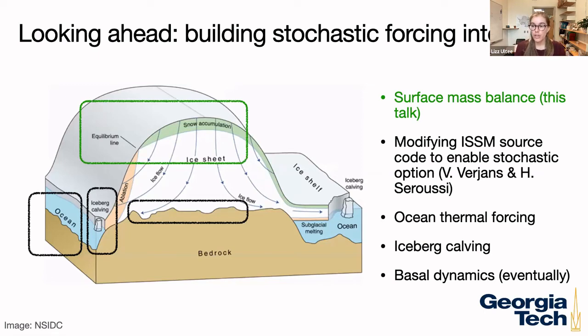So I've talked about generating stochastic surface mass balance in this talk. And the ongoing work is to modify ISSM to enable a stochastic option. So the user would be able to say, I want to use stochastic surface mass balance forcing, or I want to use stochastic ocean forcing. And Vincent Verjans and Helen Sarusi are working on that right now. Other components of the project will look at stochastic ocean thermal forcing, as well as eventually iceberg calving and perhaps basal dynamics. I don't know, Alex, you can think about that.